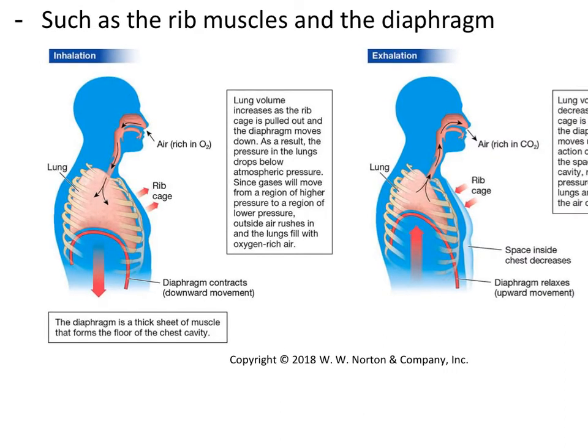Lung volume increases as the rib cage is pulled out and the diaphragm moves down. As a result, the pressure in the lungs drops below atmospheric pressure, since gases will move from a region of higher pressure to a region of lower pressure. Outside air rushes in, and the lungs fill with oxygen-rich air. So it's kind of creating a vacuum at first that pulls in air from the outside.